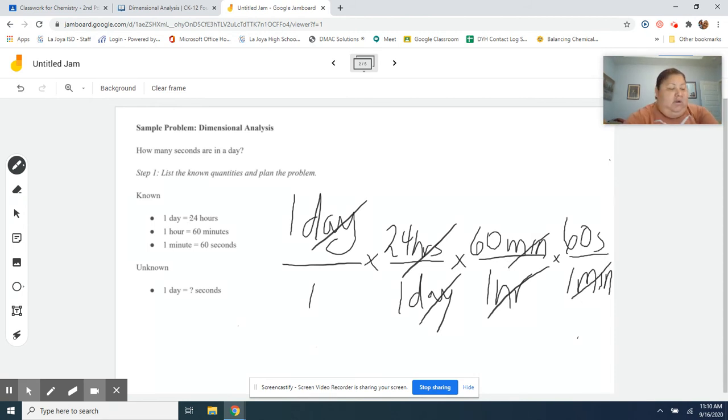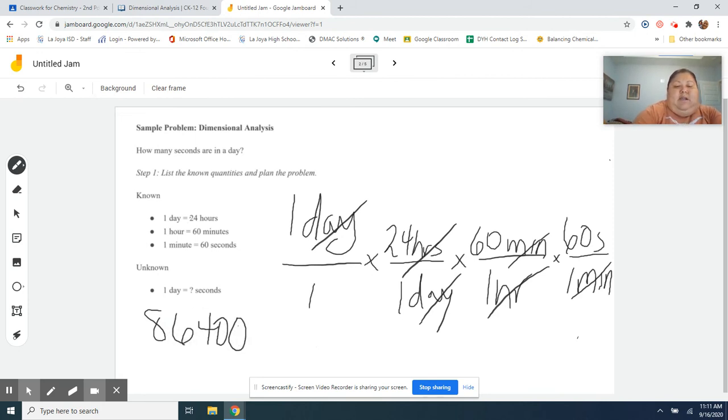So what's my answer? Well, the only thing that's left to do is to actually multiply. Okay, so I'm going to get my calculator. I'm going to put 1 for 1 day. And since everything is on top, I know that if everything is side by side and on top, I'm going to multiply. So 1 times 24, 24. 24 times 60, 1440. And 1440 times another 60 gives us an answer of 86,400. I'm sorry.